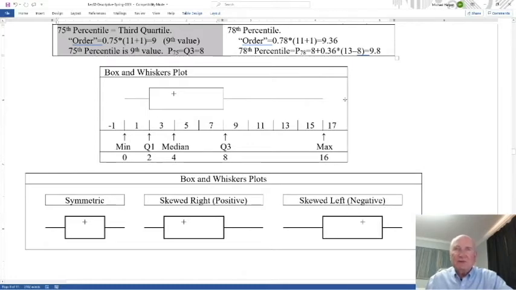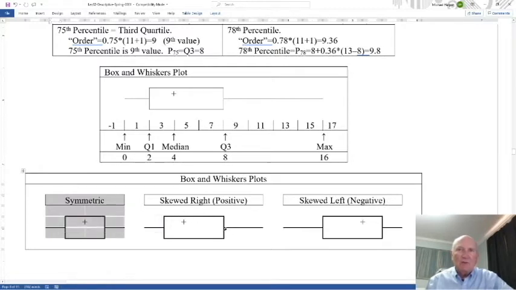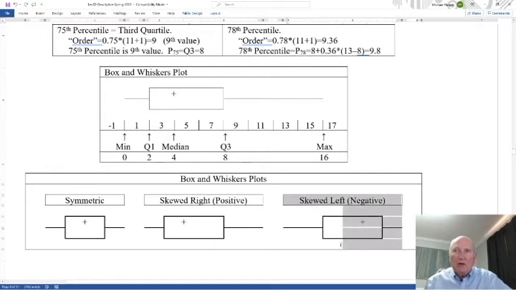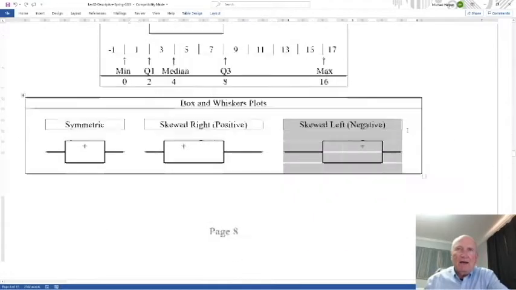It's positively skewed. If it's symmetric, it's going to look like this, nice and symmetric. A box with equal whiskers on either side. If it's skewed right, you'll have a box with a longer whisker on the right side. So that's a skewed right distribution. If it's skewed left, you'll have a box with a longer whisker on the left side. So it just tells you the skewness. And the box and whiskers plots are very popular to illustrate data. Very popular. Okay, let's go on.